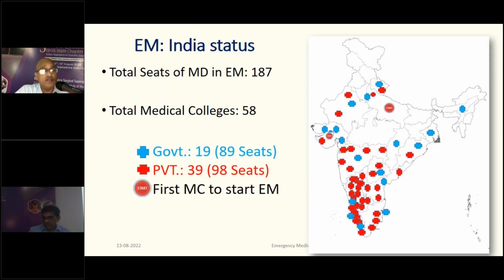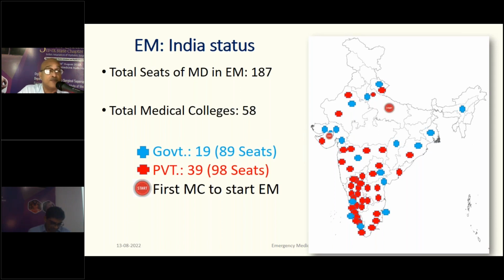So currently the total number of seats in EM stands at 187. Total medical colleges which are there are 58, of which the government seats are 89. You can see them, the blue ones. Most of the private colleges in the south have got emergency medicine, many of them recognized. And the first medical college to start emergency medicine was in Gujarat, in India, and in UP, we are the first ones to start it.